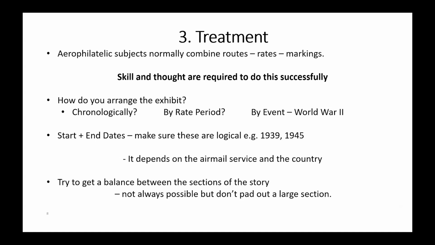Or it could be an event. What happened to airmail during World War II, particularly as the Japanese and the Germans were taking over more and more territory, the airmail routes changed on a regular basis. So your story might be a particular event. Start and end dates, make sure that they're logical. So if it's World War II, it should be from 1939 to 1945. It depends on the airmail service and the countries. Try to get a balance between the sections of the story. It's not always possible, but don't do, I've got the beginning 2 covers, I've got a middle 2 covers, then I've got 78 covers for the end of the story. It's not balanced. So you need to look at balancing the story.